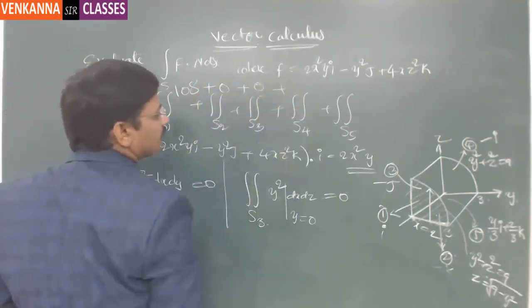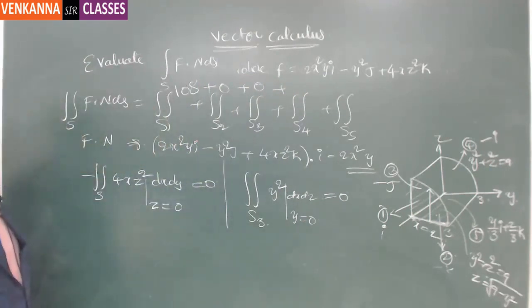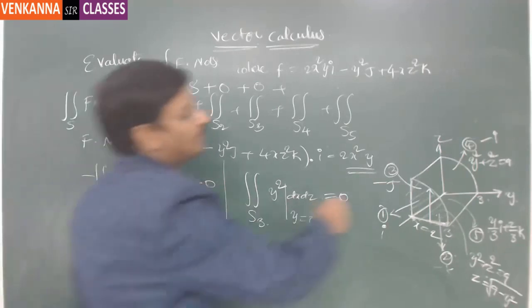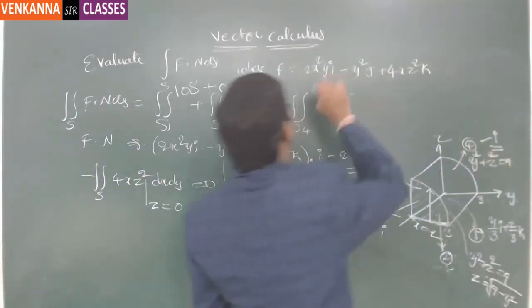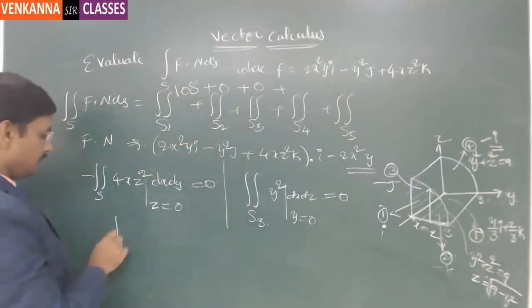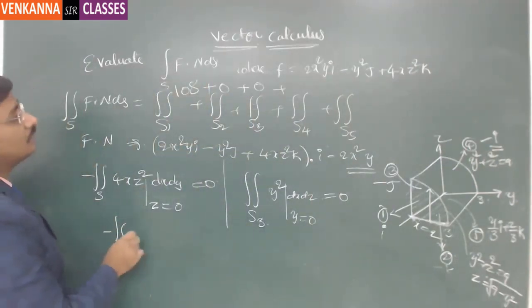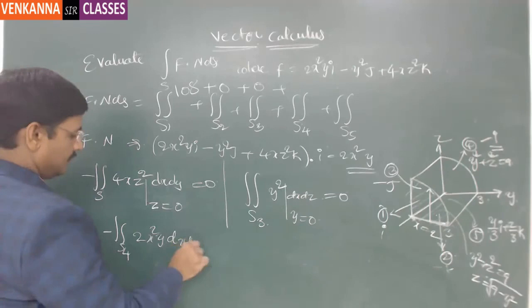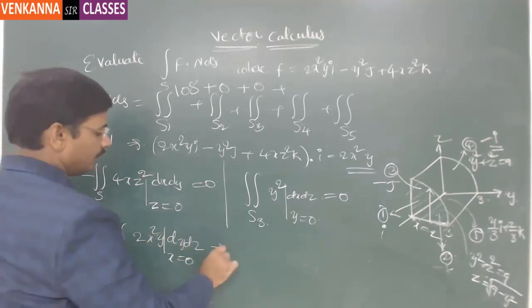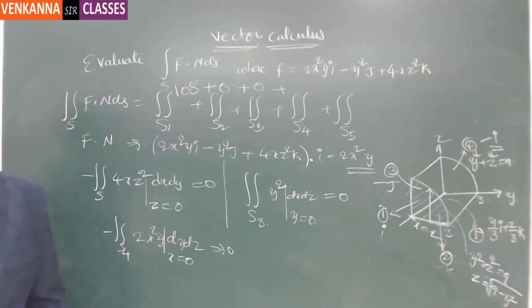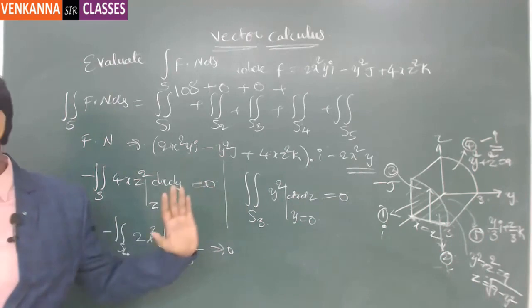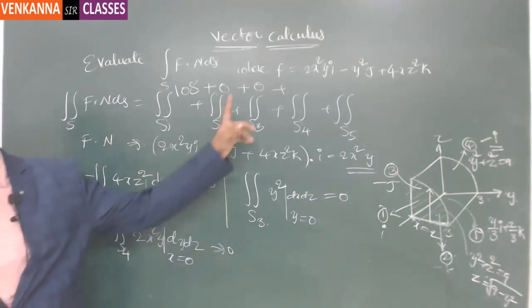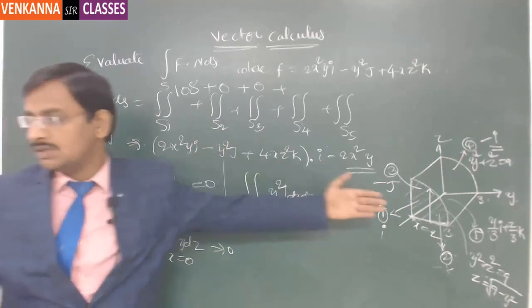And then the surface number 4, that is at x is equal to 0. If you take the dot product with the outward normal minus i, this is coming out to be minus of 2x square y, into dy dz, and this is at x is equal to 0. It implies this integral is coming out to be 0. Got it? So all the other integrals except for the curved surface are coming out to be 0. One integral is coming out as 108, which is this particular surface.